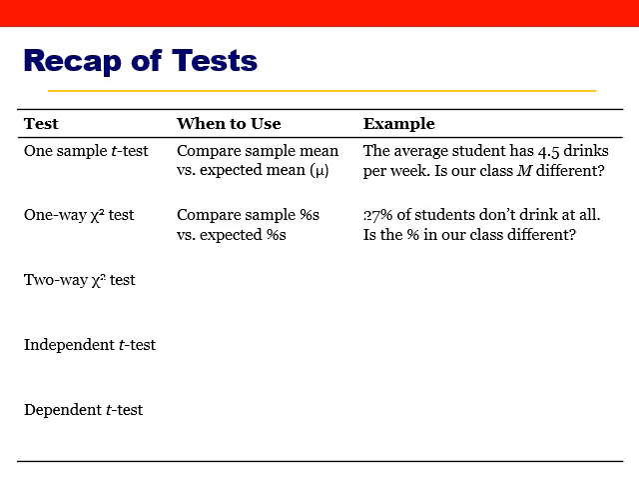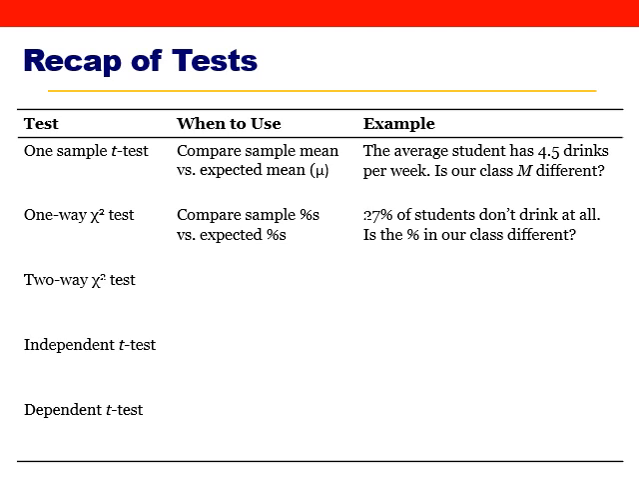A one-way chi-square test does something very similar, except we're working with a categorical variable instead of a continuous variable. For example, if I predicted that 27% of students don't drink at all, I could survey a group of students, calculate the percentage of students in that sample that doesn't drink, and use a one-way chi-square test to see if that percentage is or is not different from 27%. Both of these tests only use one variable. The one-sample t-test uses one continuous variable, and the one-way chi-square test uses one categorical variable.